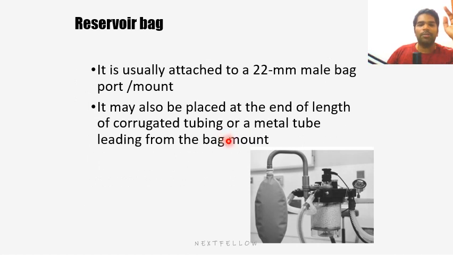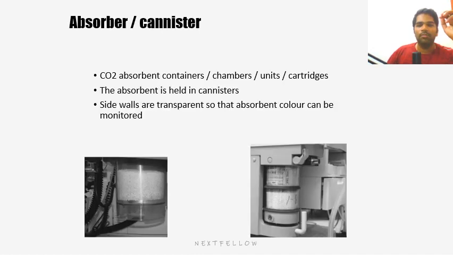Now the reservoir bag. The reservoir bag is attached to the canister on the expiratory limb, and it is useful for positive pressure ventilation. Now the absorber in the canister. The CO2 absorber in the canister is also called containers, chambers, units, cartridge, whatever it is. The absorber is held in the canister. The side walls are transparent so that we can see inside whether the canister is exhausted or not. CO2 canister and CO2 absorbent I have discussed in a separate class.